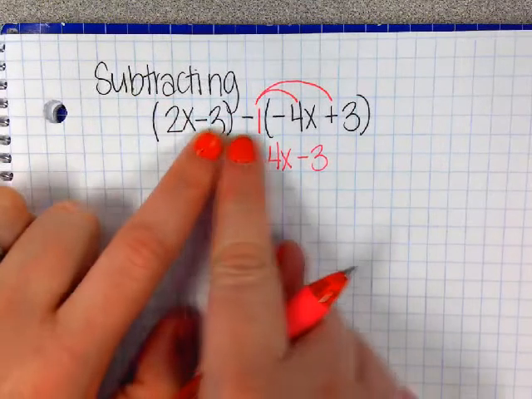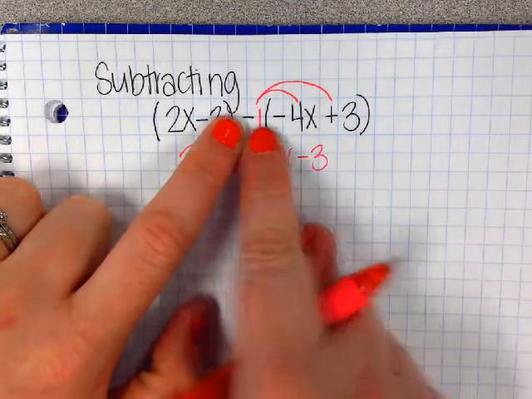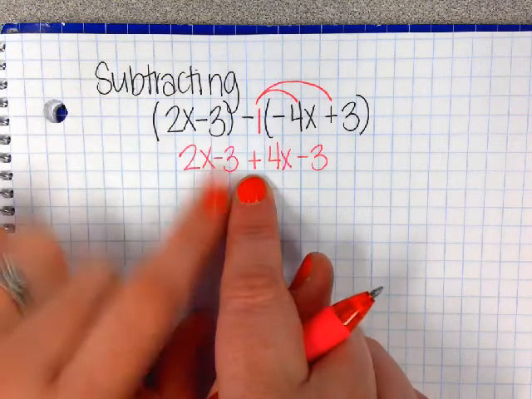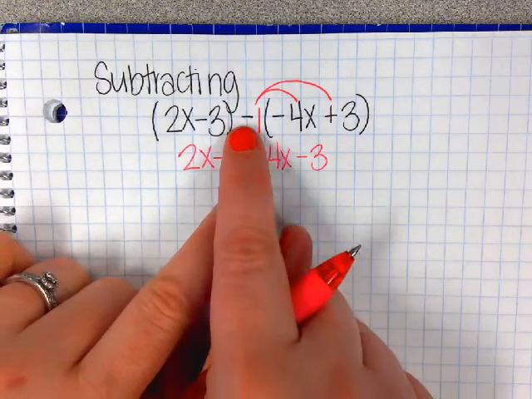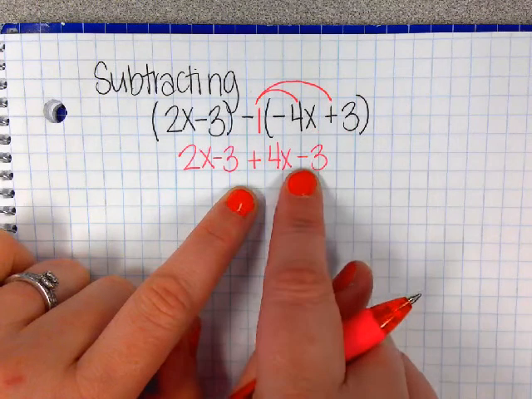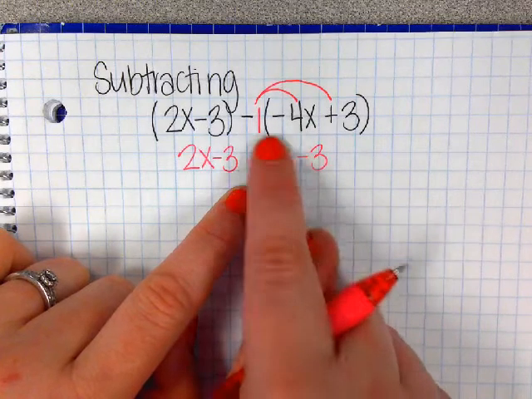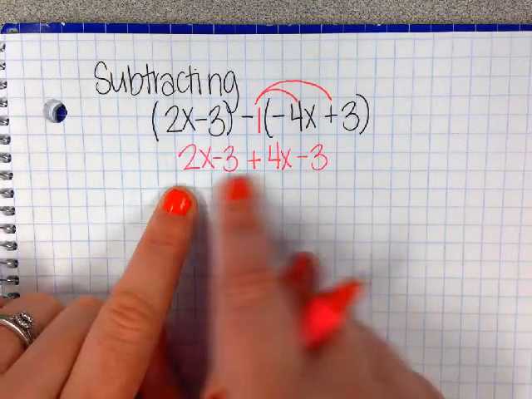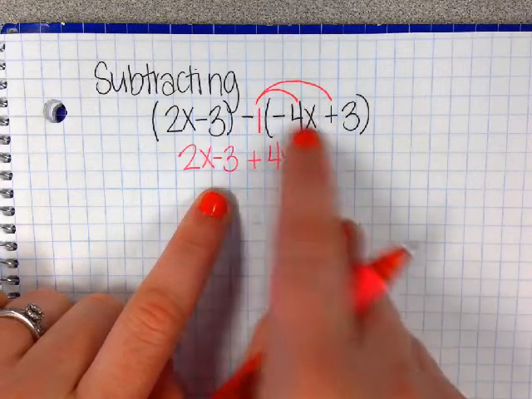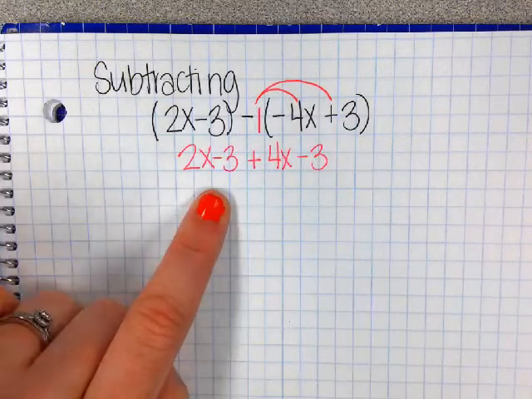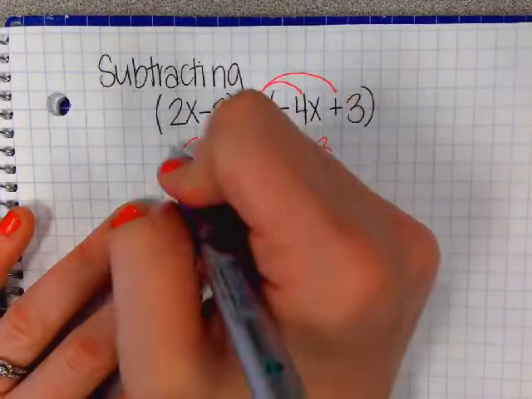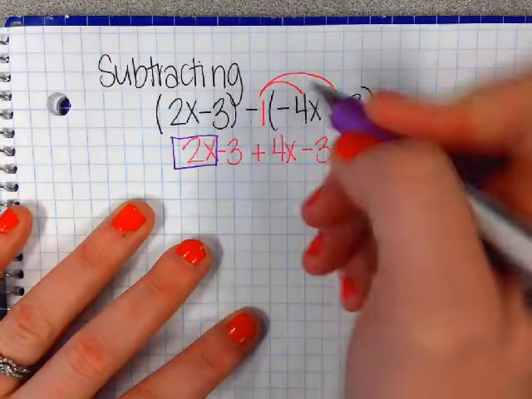So you have 2x minus 3, that didn't change, and then it said subtract this parentheses. If you subtract a negative 4, it's adding. If you subtract a positive 3, it's just subtraction. If you subtract a positive number, it's just subtraction. So that's why I end up just distributing a negative.